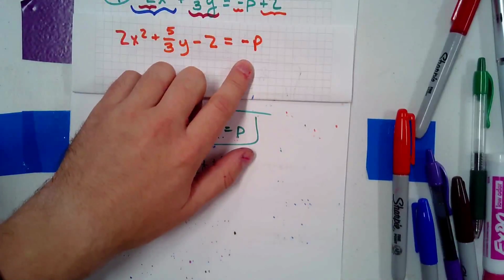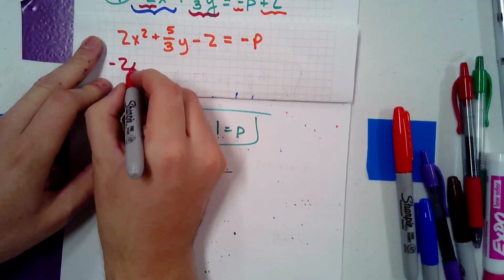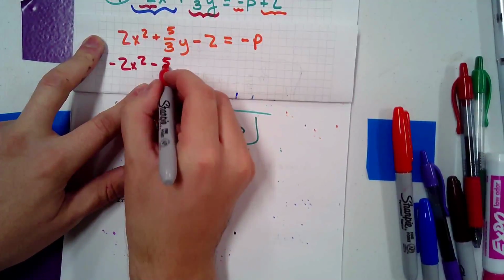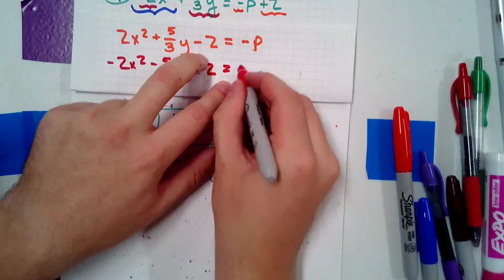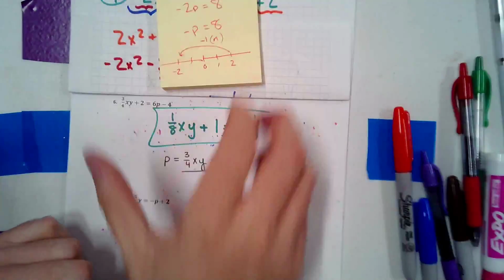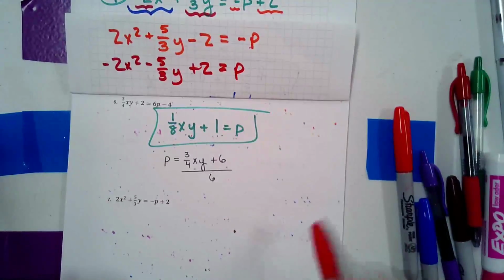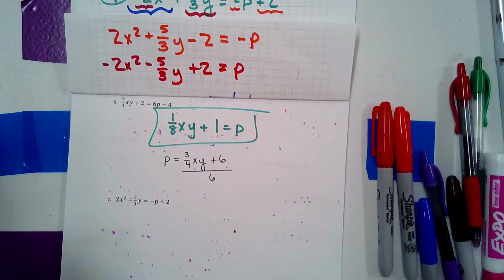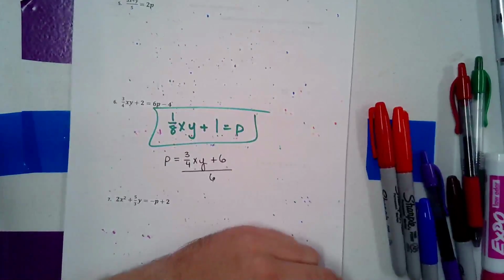So that's not hard. Let's divide by -1 to everything. This divided by -1 is -2x squared. This divided by -1 is -5/3 y. This one divided by -1 is +2. This one divided by -1 is p. It better be. That's why we did it. Do you see how it changes all the signs? Because that's all multiplying by -1 does. It just flips it across the x-axis. Well, across the y-axis in the x direction. That's p.